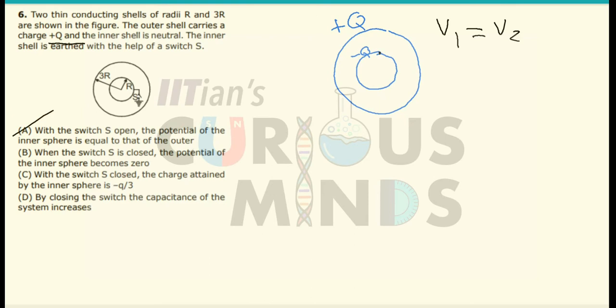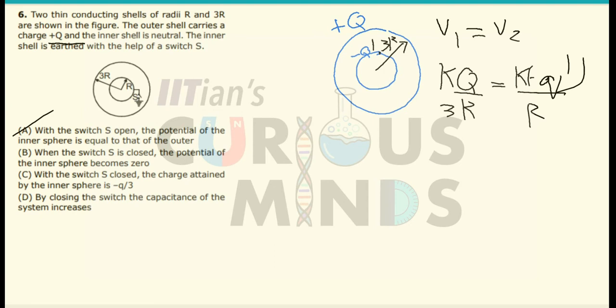Let us find out its value using the formula KQ divided by R. The radius of the outer shell is 3R, and the potential of the inner shell will be K Q dash, or I can call this minus Q dash, divided by R. So K and K will get cancelled out.